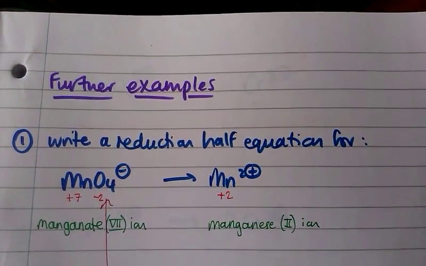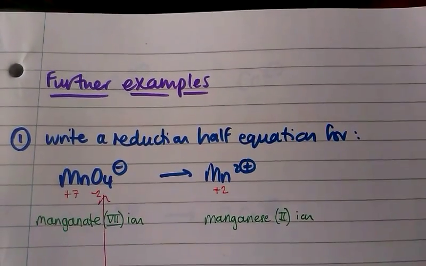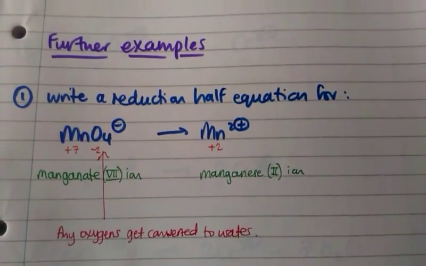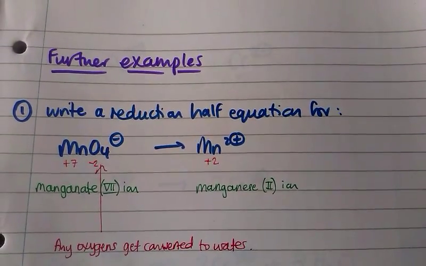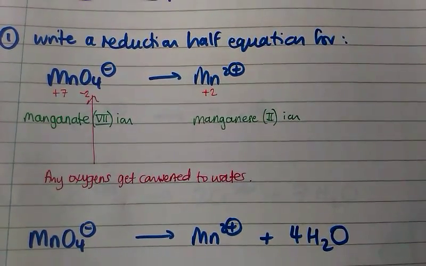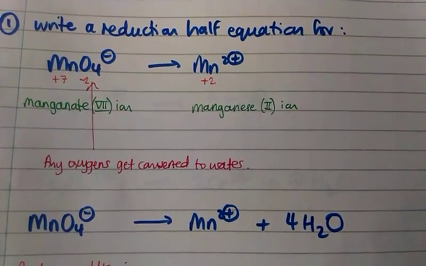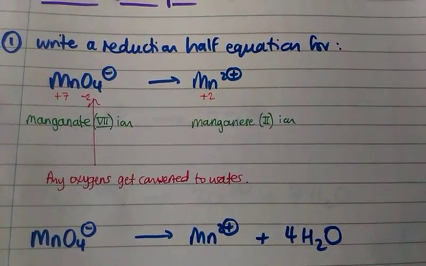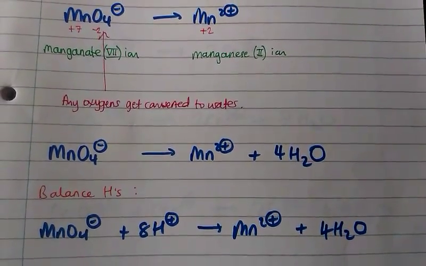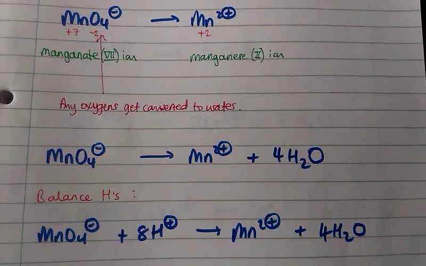So notice on the left hand side we have oxygens, and the first step is that these oxygens get converted to water. So we've got 4 oxygens, which means on the right hand side we have them going to 4 water molecules. The second thing we need to do is to balance the hydrogens. So notice on the left hand side we don't have any, and the 4 water molecules have generated 8 hydrogens. So on the left hand side we need 8 H+. Okay, so everything is now balanced apart from the charges.